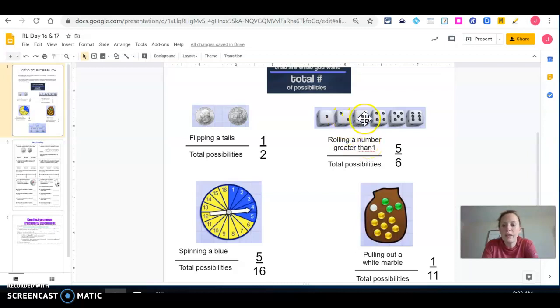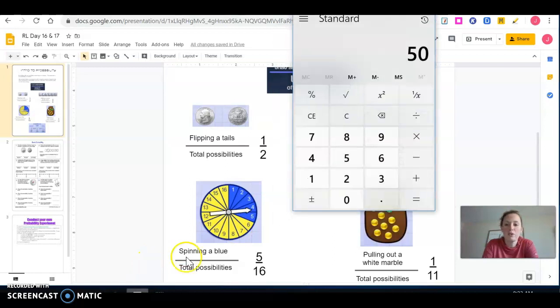So 2, 3, 4, 5, and 6 are all greater than 1. There are 5 possible outcomes, and there are 6 total possibilities. So 5 out of 6. Let me show you. 5 out of 6, or 5 divided by 6, is 0.8333333.